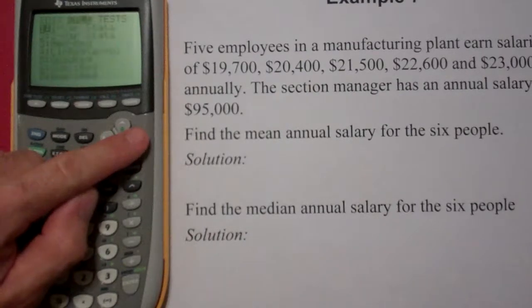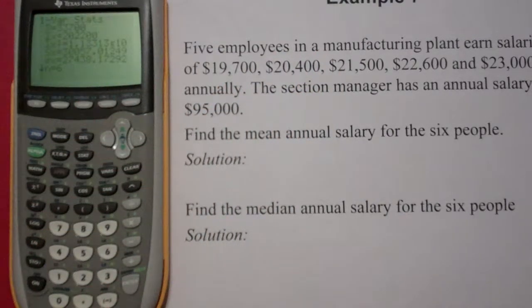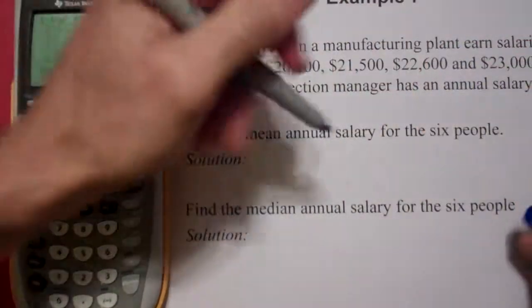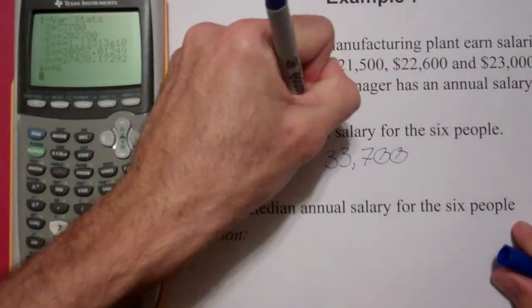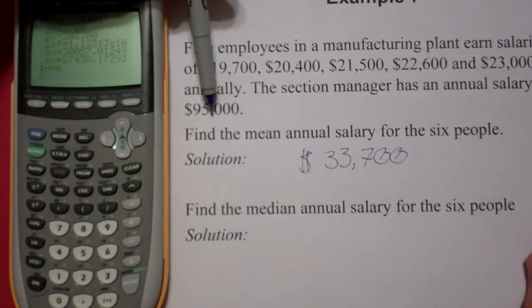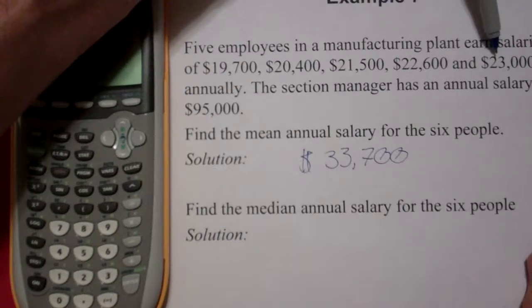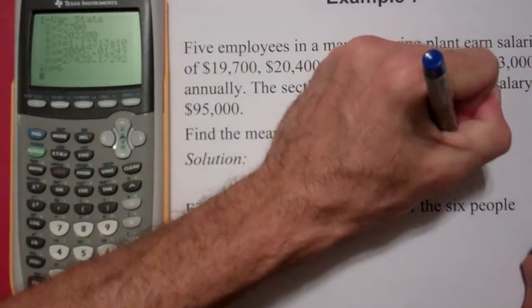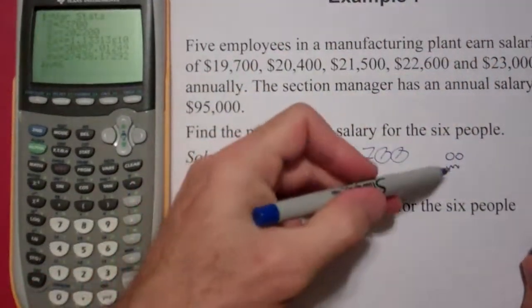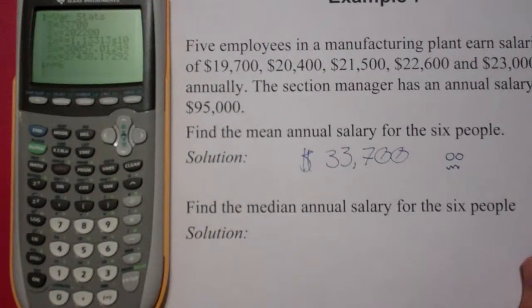Second, over to calc, hit enter, and then it's just one variable, so I'm going to hit enter again. You can see the mean is $33,700. This is more than everybody but the manager makes. In fact, it's $10,000 more than what the highest guy makes, and it basically represents almost 50% more. That's a lot. So what's going on here? Why is that? Well, the mean is really sensitive to this outlier over here.